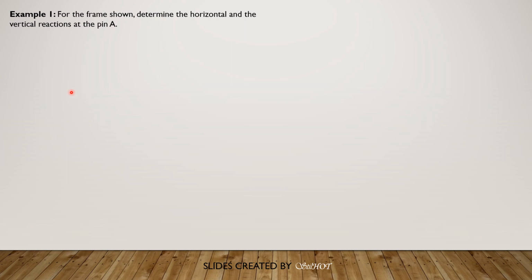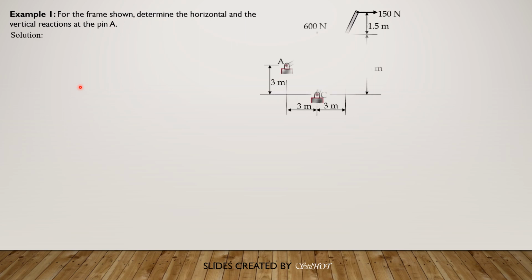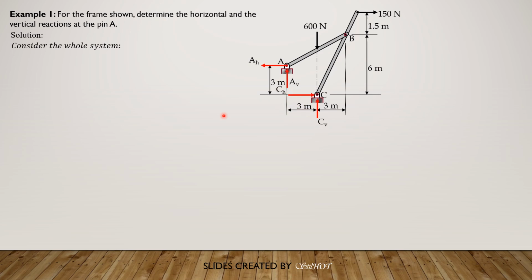So example 1, for the frame shown, determine the horizontal and the vertical reaction at the pin A. So let's have this solution. First, let's consider the whole system. Let's put the component reactions. Let's sum up moment about A. These are the component reactions. Summation moment about A equals 0, considering counterclockwise as positive.